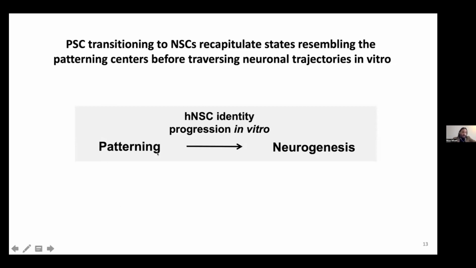And using this in vitro model, where we can control the progression of the neural stem cells, we can interrogate the early states of the early phase of human brain development, and in particular this early phase, which is the patterning, and also the early phase of neurogenesis.